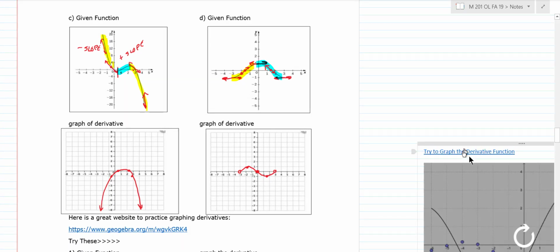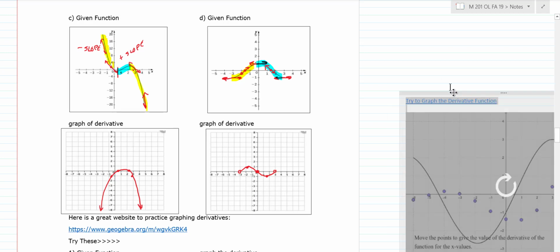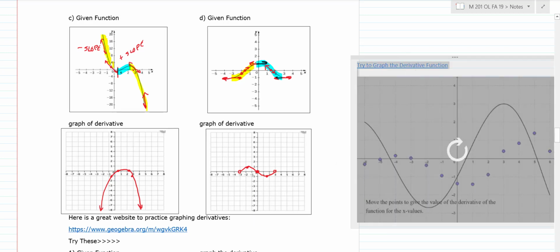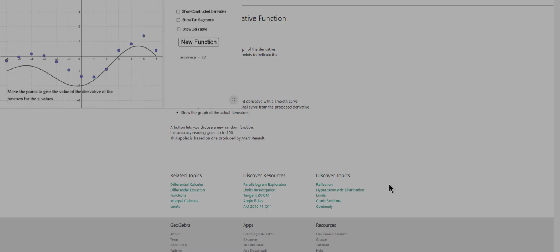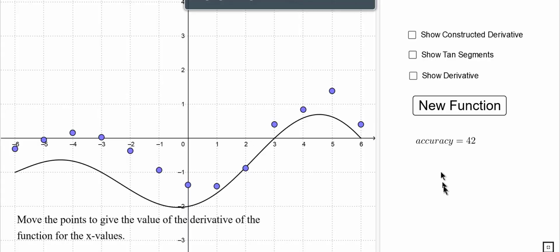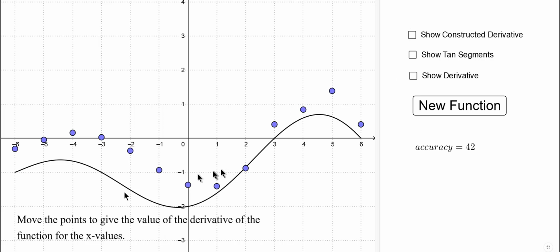Now, there's a great website, and I'll post this for you guys, or you can just copy it on here, and this is a really good thing to spend a little bit of time with. In this particular applet, which I think is a GeoGebra applet, you're given a function, and you can move these dots to graph the derivative.